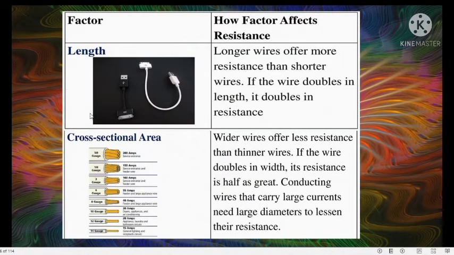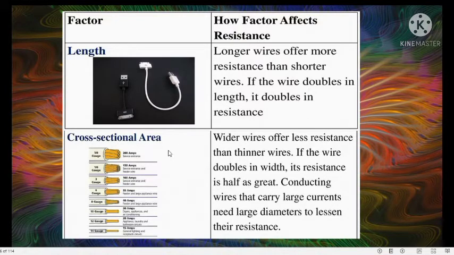The third factor is length. The difference between the shorter and the longer wire: the longer wires offer more resistance than shorter wires. If the wire doubles in length, it doubles in resistance. We will discuss later the relationship between resistance and length of wire.